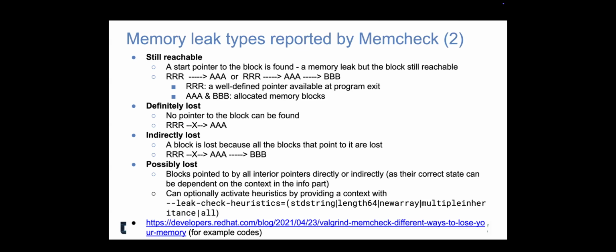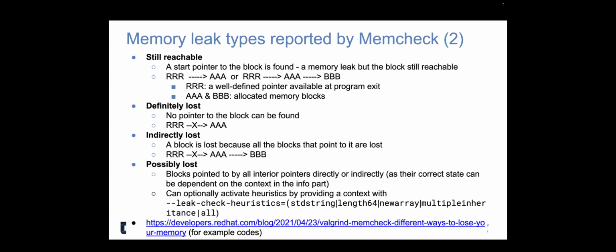And the second type is definitely lost. So there is a memory block, but there is no pointer pointing to the memory block at the end of the program. So there's no way to free that memory block here. This is probably a more serious problem than the previous one. The indirectly lost type is a memory block that can be reached by a pointer in another memory block, but that memory block cannot be reached from the user pointers. So in this case, indirectly lost.